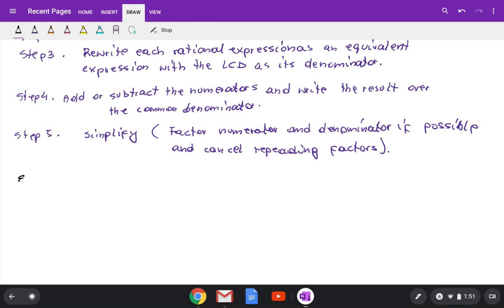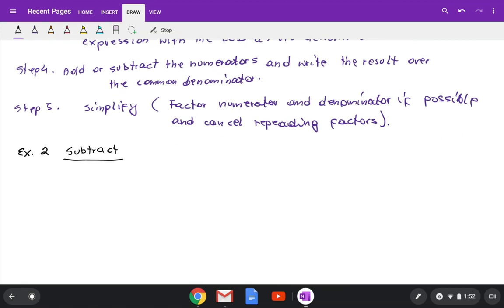Okay, so this is example 2. Okay, we're going to work with subtract. Because subtract, again, require more practice. We don't want to make that mistake and change a sign when we're subtracting. Subtract. Let's do the first one. You have 4 over 3x minus 1 over 2x squared.